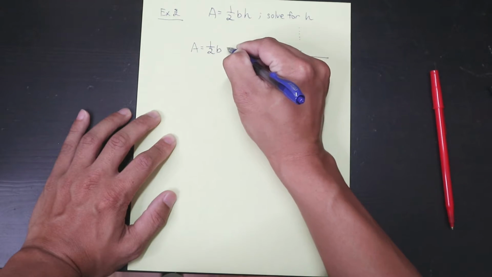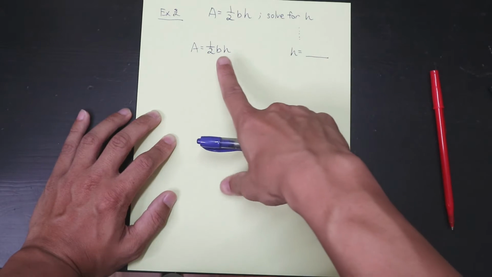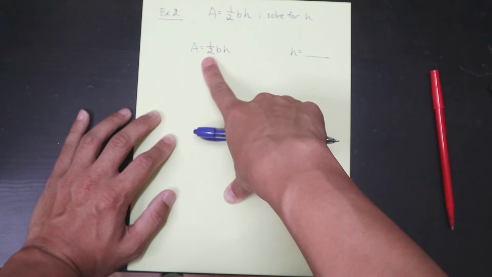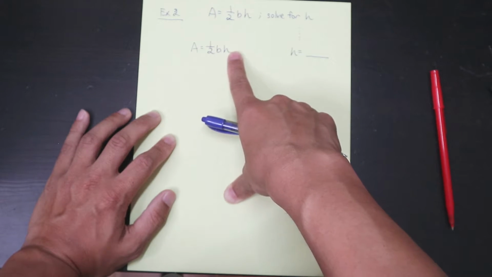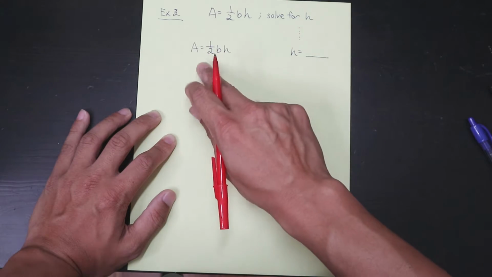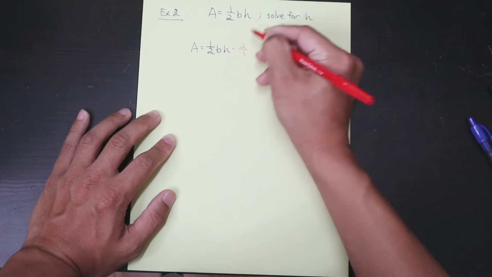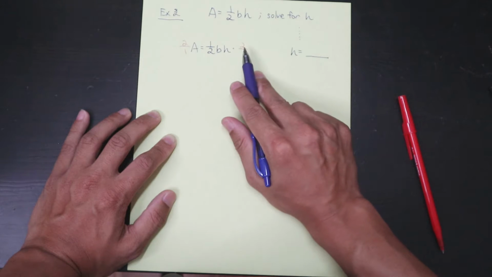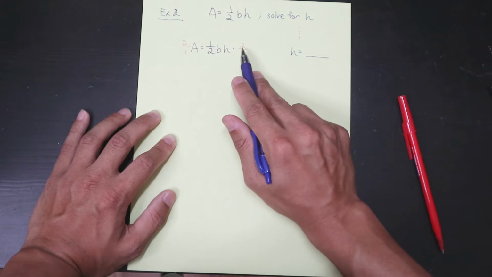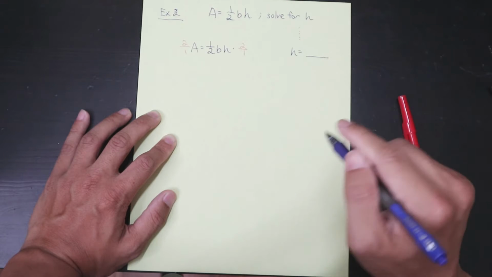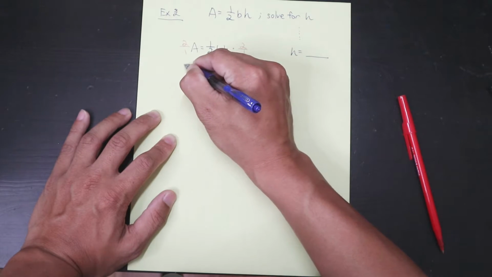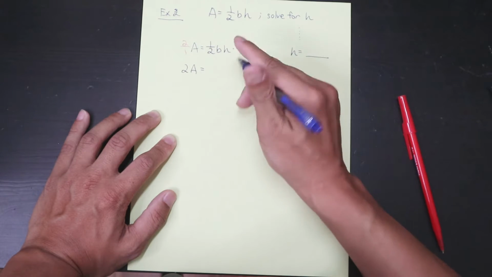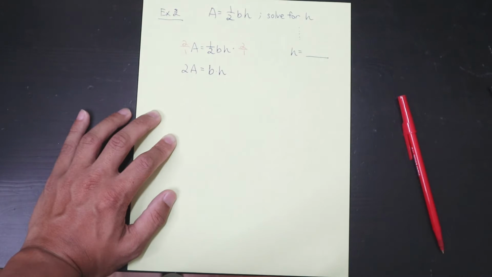A is equal to 1/2 times B times H. And to isolate the H, I have to get rid of the B that's next to the H, and I also have to get rid of the 1/2 that's on the same side of the H. So to get rid of the 1/2, we're going to multiply both sides by the reciprocal, which is 2 over 1. And the 1/2 and 2 over 1 will cancel each other, because 1/2 times 2 over 1 just becomes 1, right? So those will cancel. So on the left side of the equation, you're left with 2 over 1 times A, which is 2A. And on the right side, you're left with B times H, so base times height.